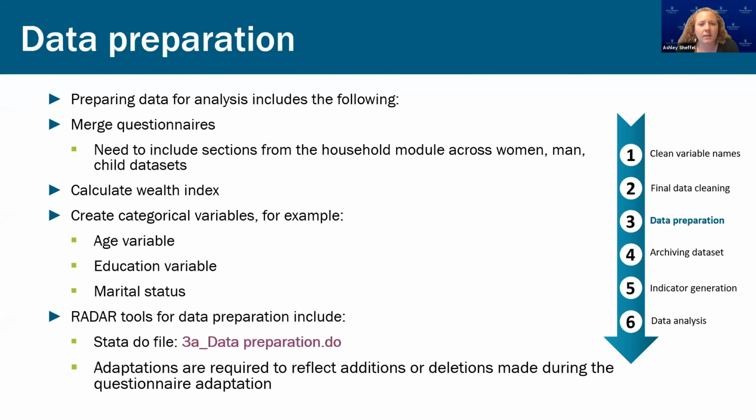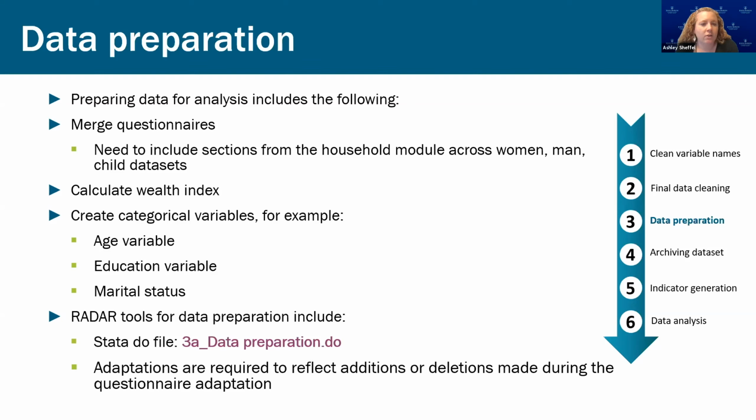So once our final data cleaning is done, we're ready to move to what we call data preparation, which really includes the following steps. One is merging questionnaires. We saw that our questionnaire comes from ODK in 8 different pieces, and we may need to include sections, for example, from the household module across your women's, your men's, your child's data sets. For example, we might want to include information on wealth quintiles in our women's and our child files so that we can conduct an equity analysis on women and child specific indicators. And that requires merging information between modules.